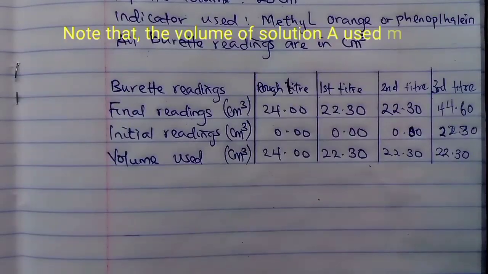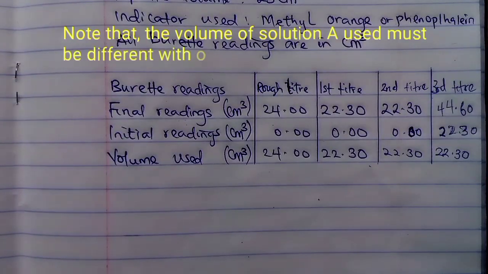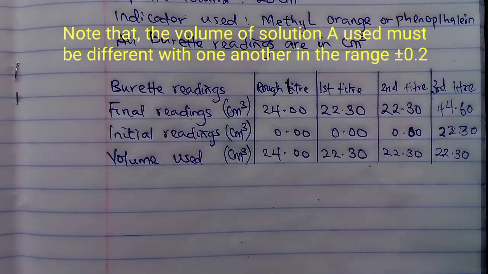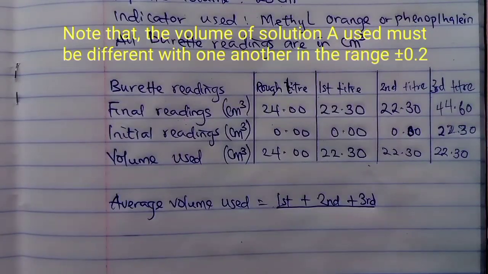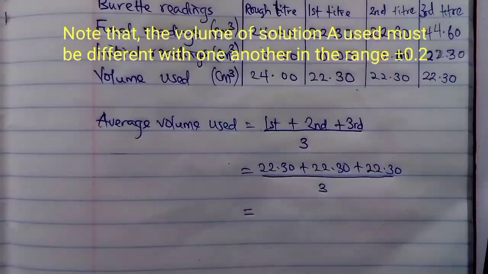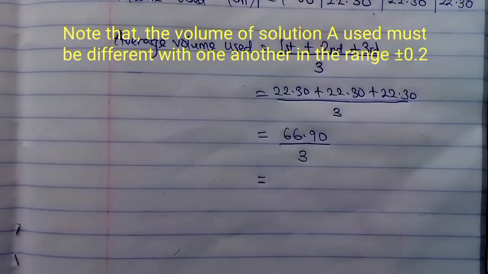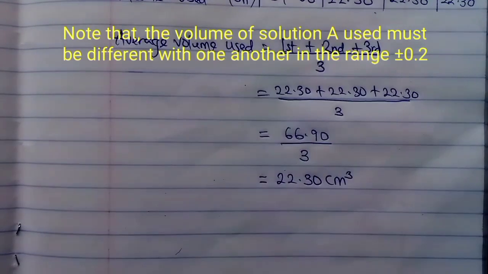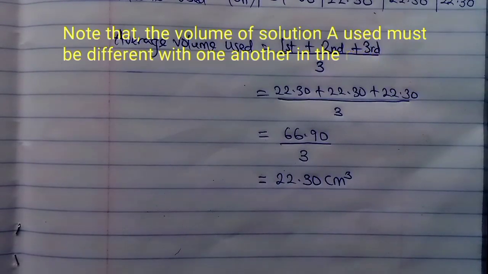From here, the next thing we are going to do is to calculate the average volume of solution A used. The formula for it is first titre plus second titre plus third titre, all over 3, will give you the average volume. And if we substitute the values, we are going to have 22.30. That's our average volume.